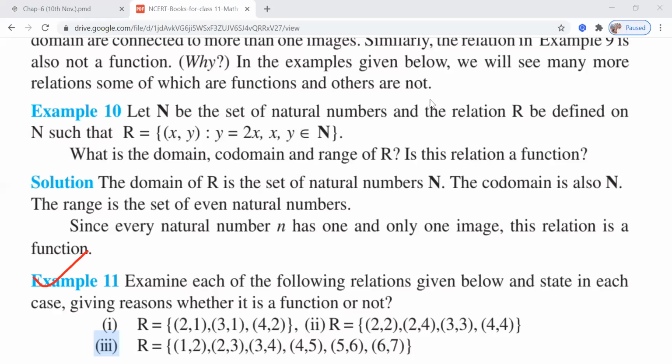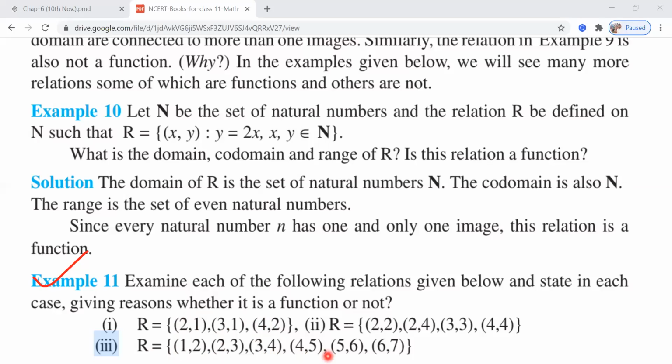So guys, just listen everyone. See, in the first question, it's a very easy question. 2, 3, and 4 are the domain elements, correct? They are all having unique images. 2 is having 1, 3 is having 1 as the image, 4 is having 2 as the image. So that's a function.